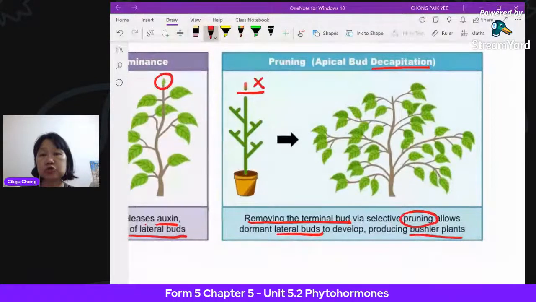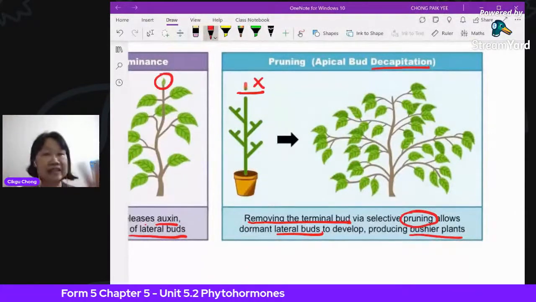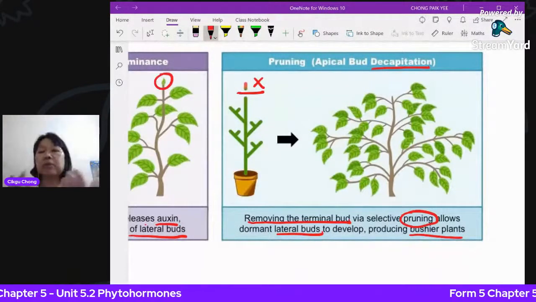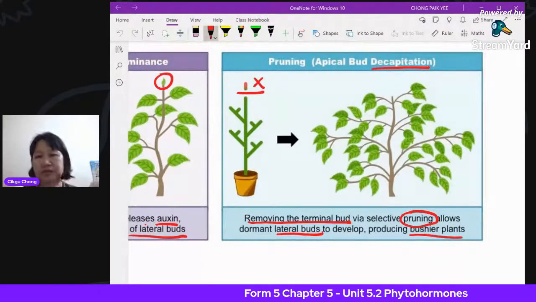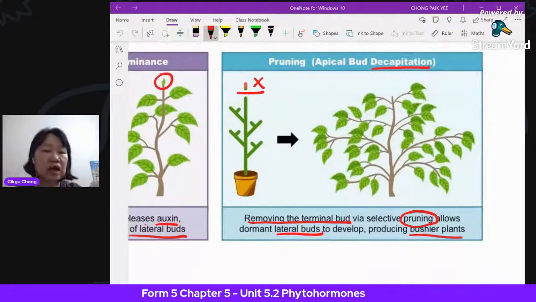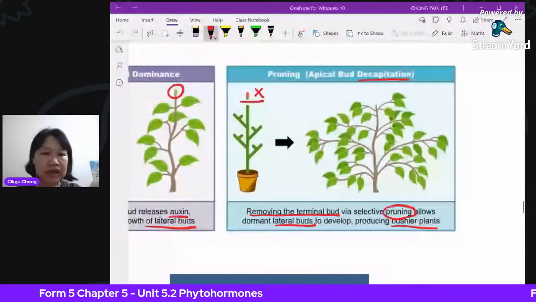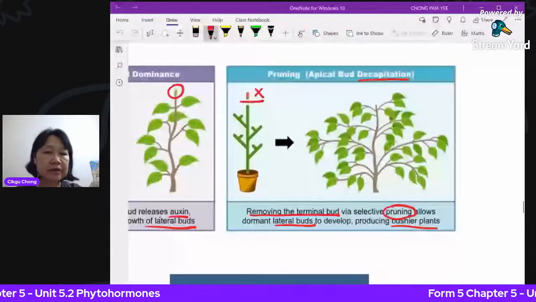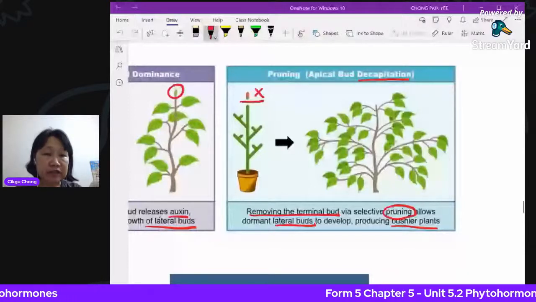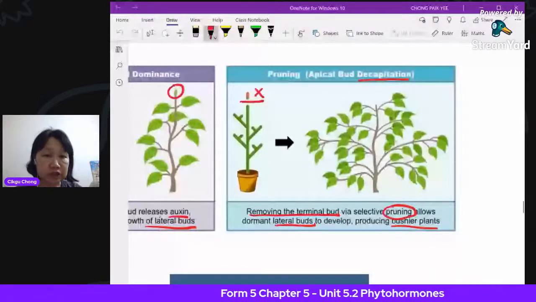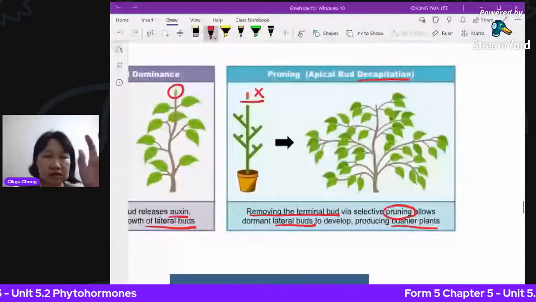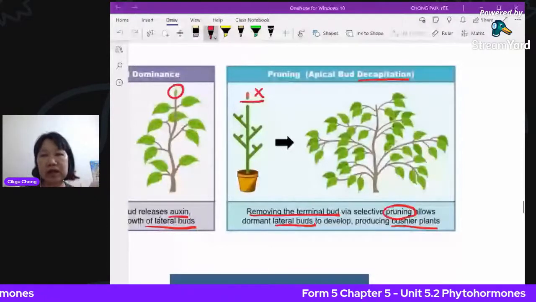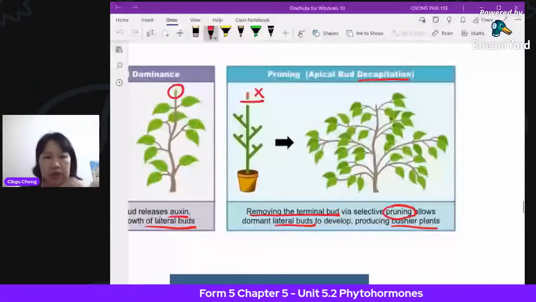It may not produce flowers, and that's another thing, but you find that it will grow a lot by the side and produce many leaves. So this is an example of what you call apical dominance. One function of auxin in apical dominance for the shoot is that if there is auxin there, then the lateral buds will not grow that much.